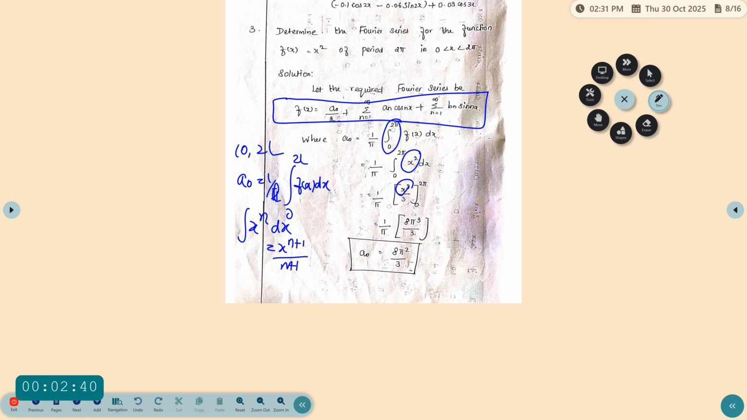And if you are applying the upper limit, 2 pi the whole cube minus 0 by 3. So we are getting 8 pi cube by 3, and if you are cancelling 1 pi, we are getting 8 pi square by 3 is the value of a naught.